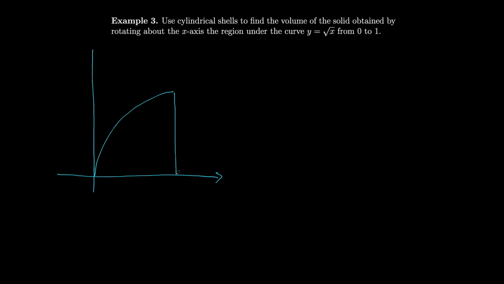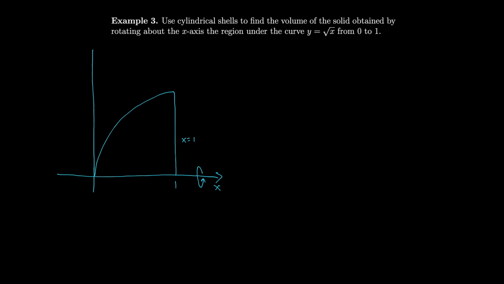And we're stopping at x equals 1 because this only goes from 0 to 1. So here's 1. Here's y equals square root of x. However, I'm rotating around the x-axis.